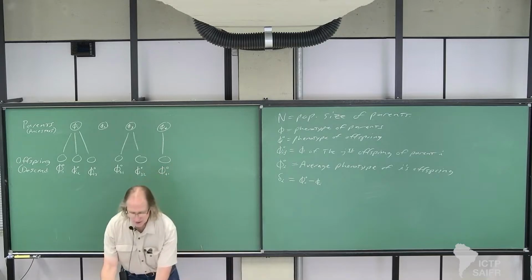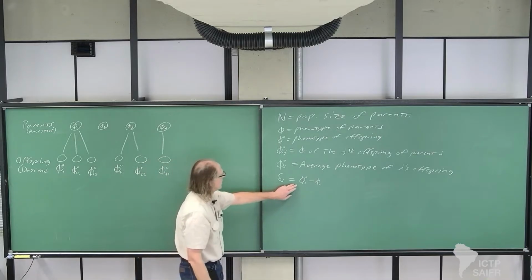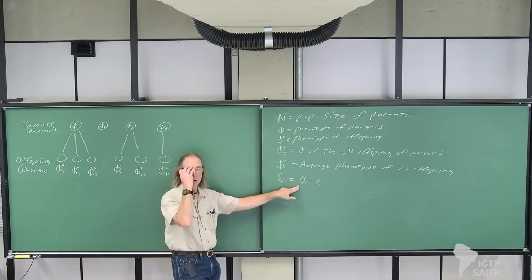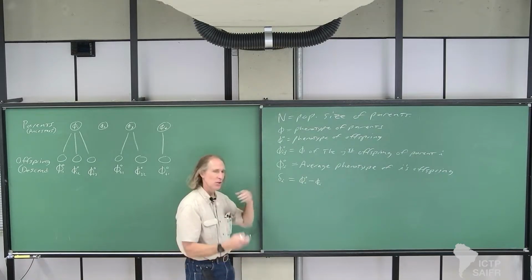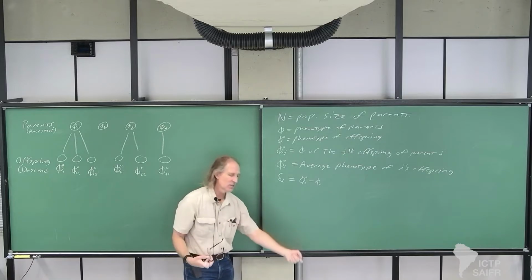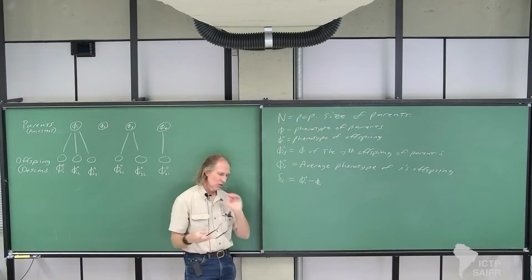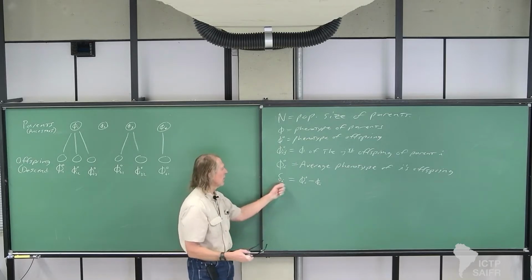And this gives you no more information than specifying both of those. But we'll see sometimes it's useful to think of how different is the offspring from the parent. And other times it's best to just think of what's the phenotype of the offspring. So I'll put that in to do it.